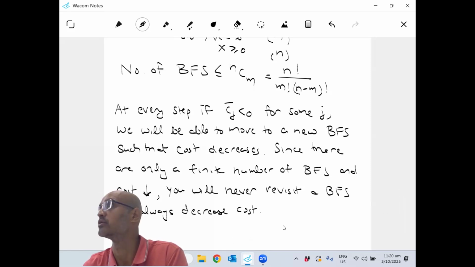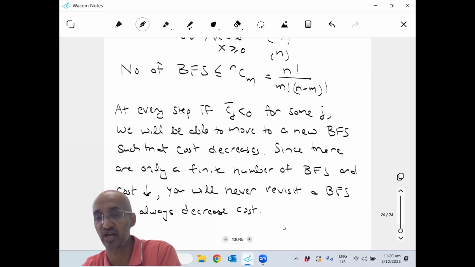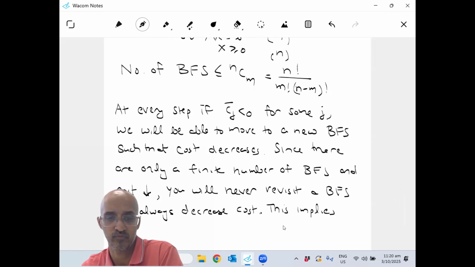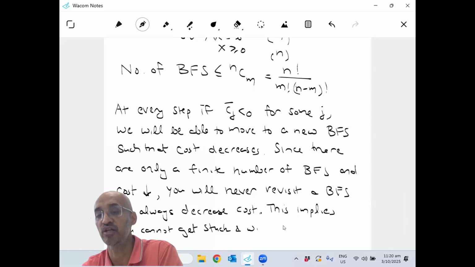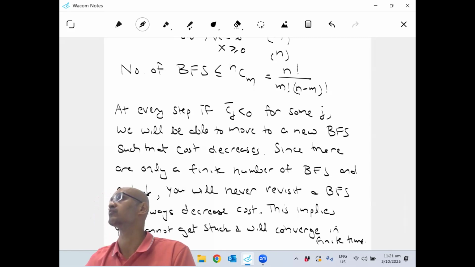Or you'll identify as unbounded. Okay. So this implies that you can never get stuck and it'll terminate in finite time. So this implies you cannot get stuck. And in a finite number of iterations, in fact, this is a bound on the number of iterations. In the worst case, maybe you have to go through every basic feasible solution, but this implies you cannot get stuck and will converge in finite time. Okay. Is that clear?